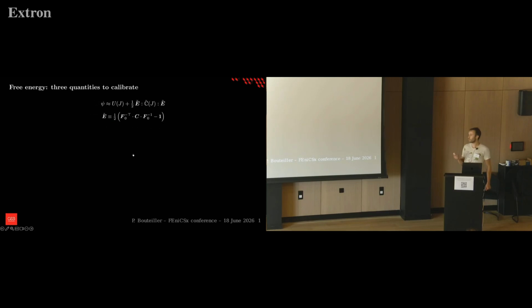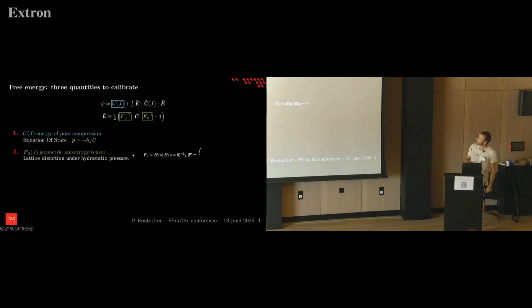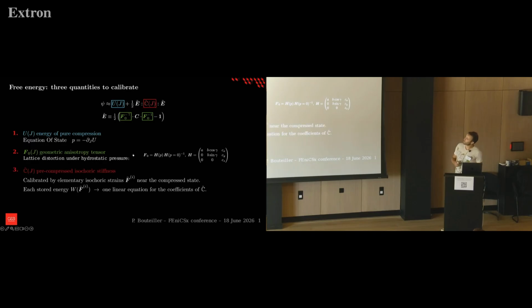So you have to calibrate three things. You have to identify the energy under pure compression, which can be measured if you're using, for instance, diamond anvil cells, which can measure pressure, and you integrate this relation and you get the energy under pure compression. You have to determine how the lattice compresses under pure pressure. Then you have to track three lengths and three angles. And you have to determine the isochoric stiffness tensor, which is the stiffness of the material under pure compression and small shear.